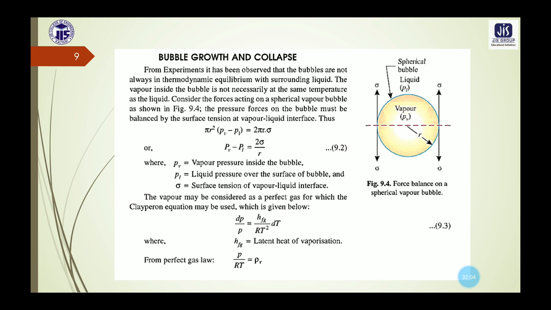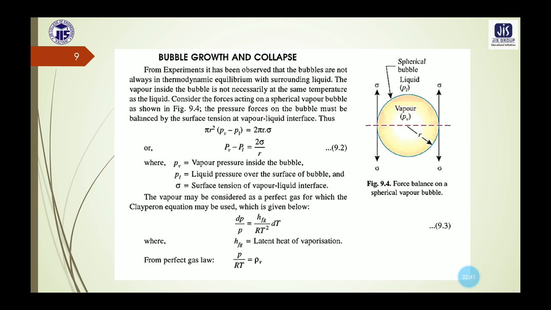Suppose in this diagram you can see the force balance on a spherical vapor bubble. It considers the different forces acting on the spherical vapor bubble. The pressure forces on this bubble must be balanced by the surface tension at the vapor-liquid interface. So we can write that pi r square into (PV minus PL) equals 2 pi r into sigma, where sigma is the surface tension. Now PV minus PL equals 2 sigma by r.